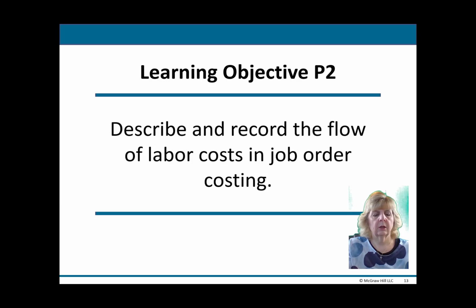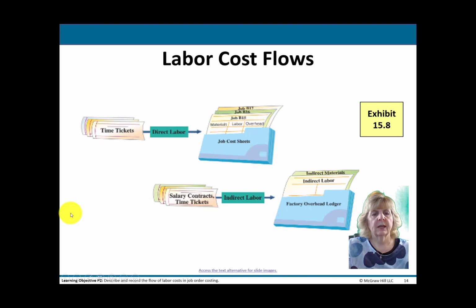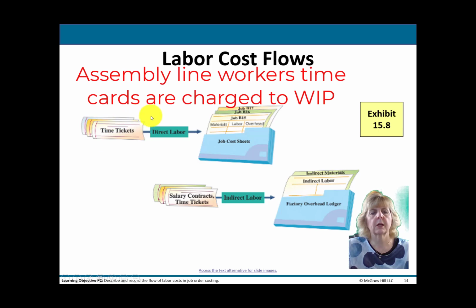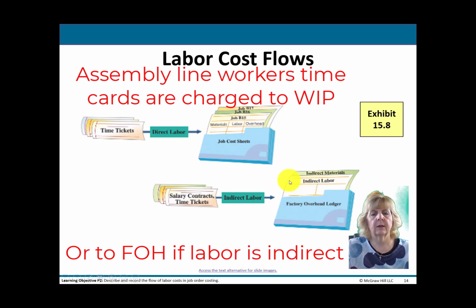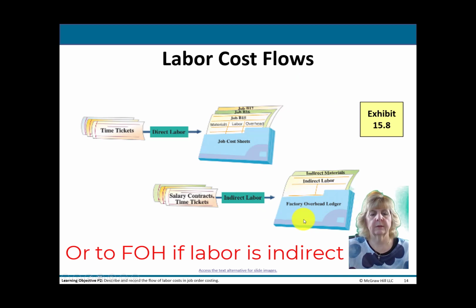And now let's take a look at how labor costs come in. You'll notice that the labor costs are supported by the assembly line workers' time tickets. Each assembly worker clocks in and out and charges their time to one of 2 places, either to a specific job if they are on the assembly line, or to factory overhead if they are supervisory labor or possibly salaried workers who work in a non-manufacturing capacity.